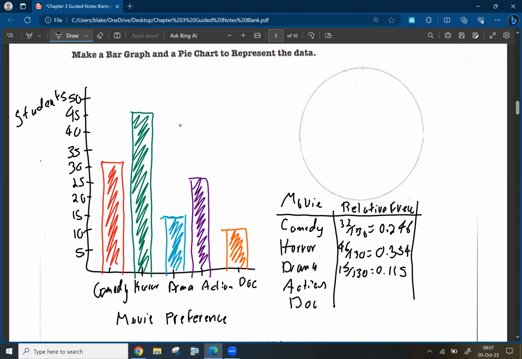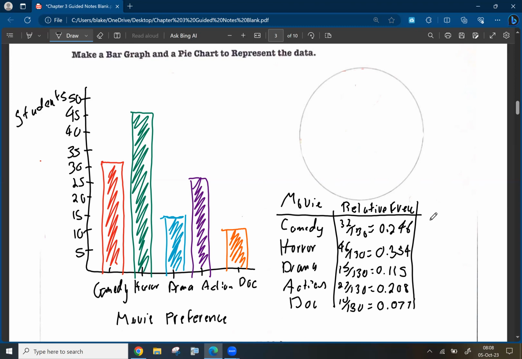What else? Action was 27 out of 130, which is proportionally 0.208. And lastly, documentary was 10 out of 130, which is 0.077. All right, so these are the proportions, the relative frequencies for these.